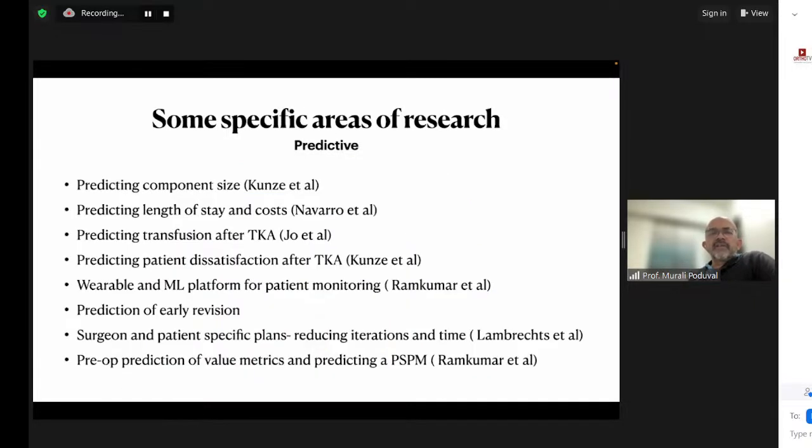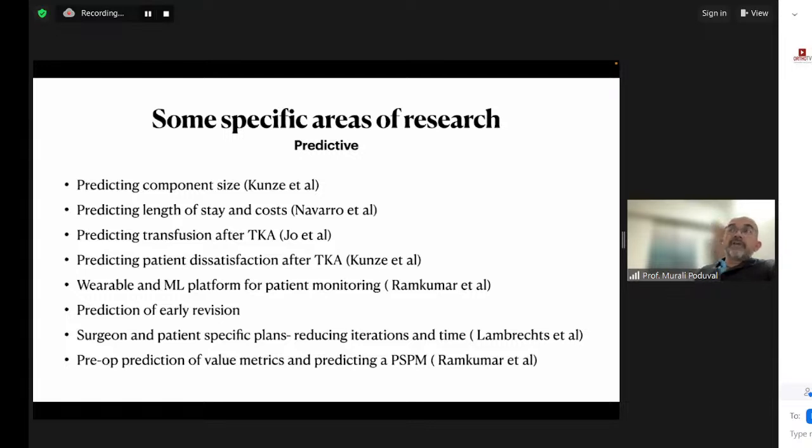So there are specific areas of research, predictive being predicting component size, length of stay and cost, transfusion after TKA, and patient dissatisfaction after TKA. A wearable and ML platform was explored by Ramkumar from the Cleveland Clinic, where they had this wearable and ML-based platform. They also had a knee sleeve with sensors to monitor the range of motion and activity. And so this whole thing was found to be very useful.